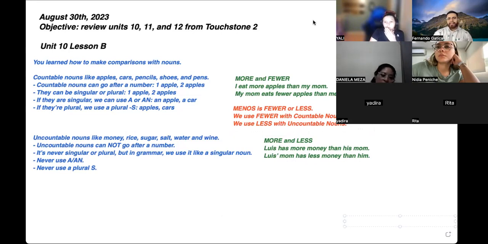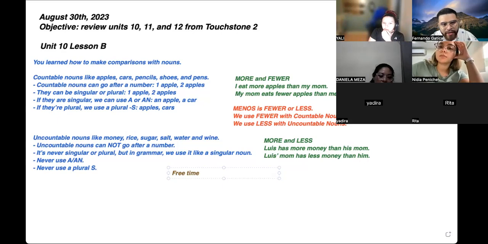Guys, how do I say tiempo libre in English? Free time. Tiempo libre, free time. Is free time countable or uncountable? Uncountable, exactly. It's not correct to say 1 free time, 2 free time. You can count the hours, the minutes, but not the word free time.